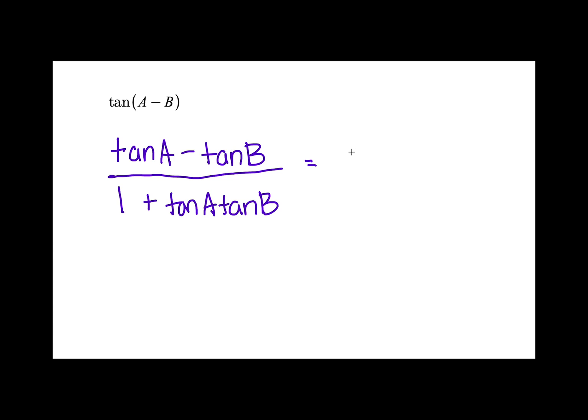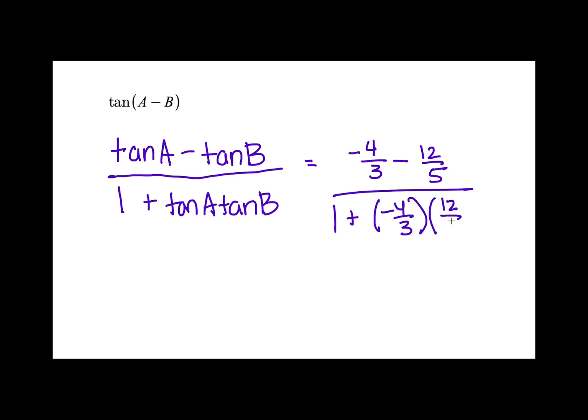Now use substitution of the values. Negative 4 over 3 minus 12 over 5 is my numerator. And in the denominator, 1 plus those two fractions multiplied together. When you work all of this out in your calculator, you should get an answer of 56 over 33.